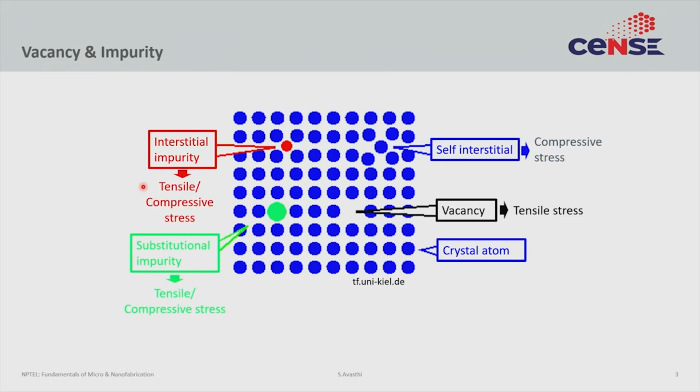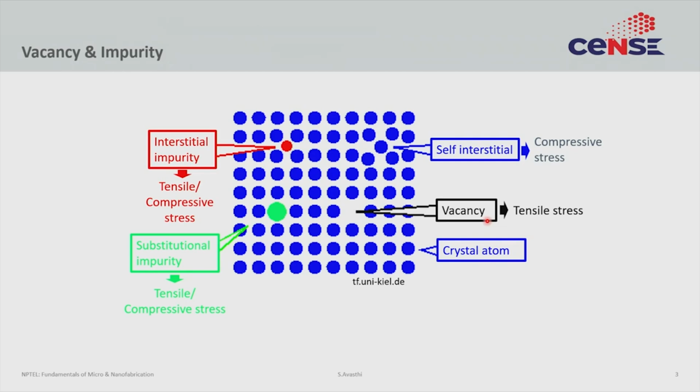Each of these impurities cause something inside the crystal. You can imagine that because of an interstitial impurity, you would have a tensile stress or compressive stress, depending upon whether this atom is small or not. If you have a substitutional impurity, it can cause tensile or compressive stress depending upon the size. So, if the size is larger than the silicon atom, it might cause a compressive stress. If the size is smaller than the silicon atom, it might cause a tensile stress. Self-interstitials, because they are the same size, tend to always cause compressive stress, and vacancies tend to cause tensile stress.